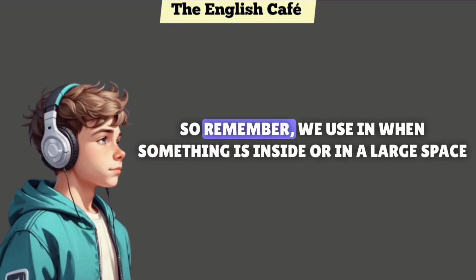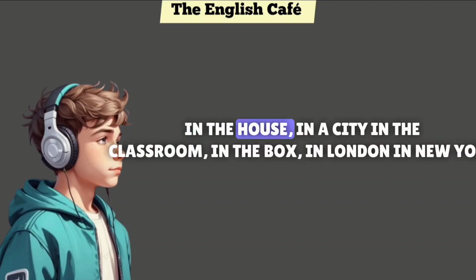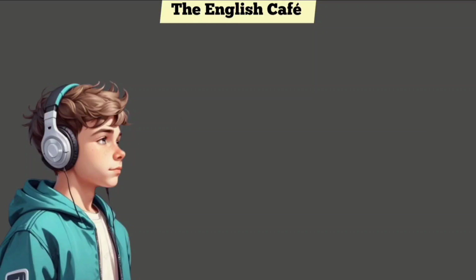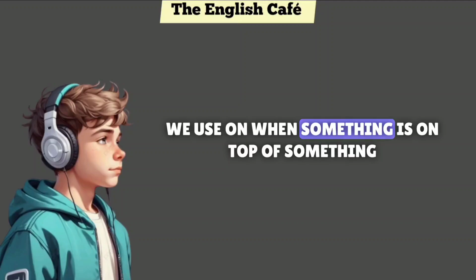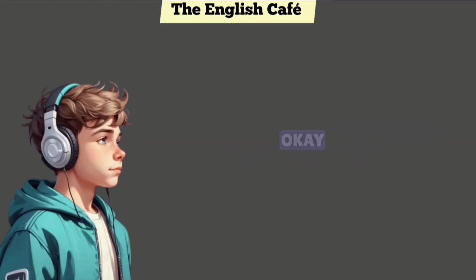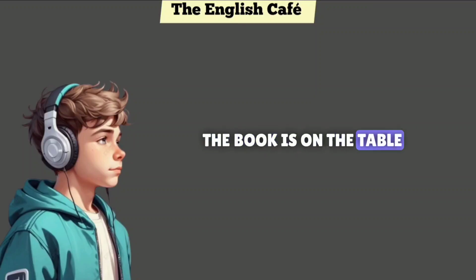Good. So remember, we use in when something is inside or in a large space. In the house. In a city. In the classroom. In the box. In London. In New York. Now let's talk about on. We use on when something is on top of something. Okay. On a surface. For example, the book is on the table.